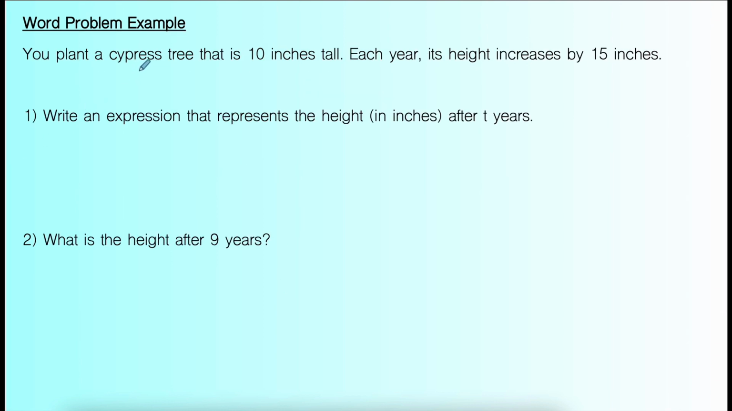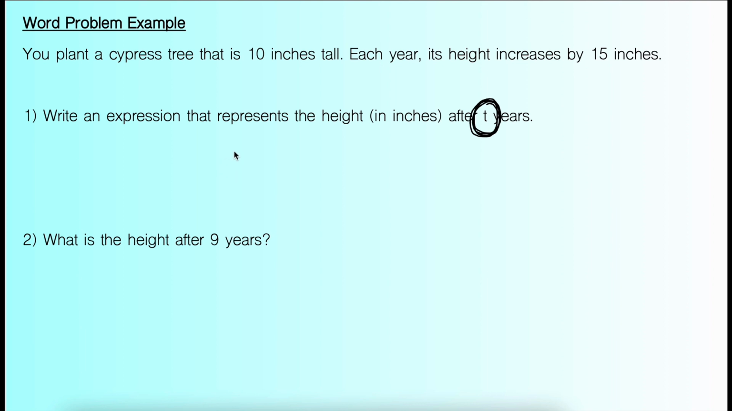For this one, I'll read it, and then I want you to try to come up with an expression, and we'll see how you do. So you plant a cypress tree that's 10 inches tall. So it starts off as a little baby 10-inch tree, and every year its height increases by 15 inches. Part 1. Can you come up with an expression that could be used to represent the height after any number of years? And we're going to use the variable t to represent the number of years. Remember, the height increases by 15 inches each year. So see if you can come up with something. If you're not sure, you can write, I'm not sure, but give it a shot.